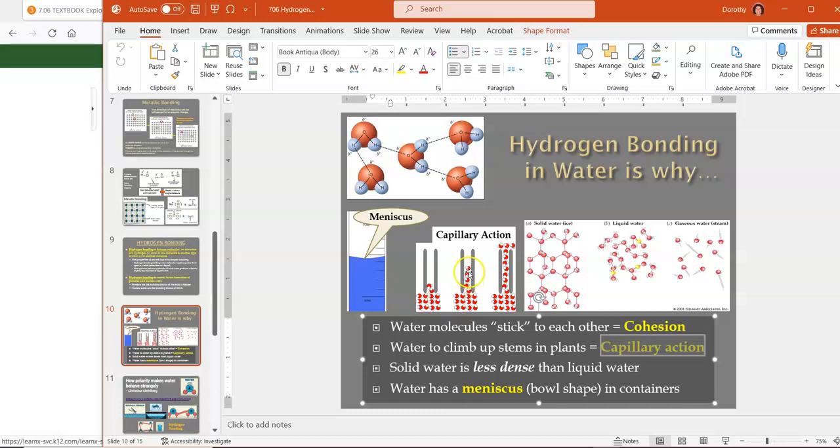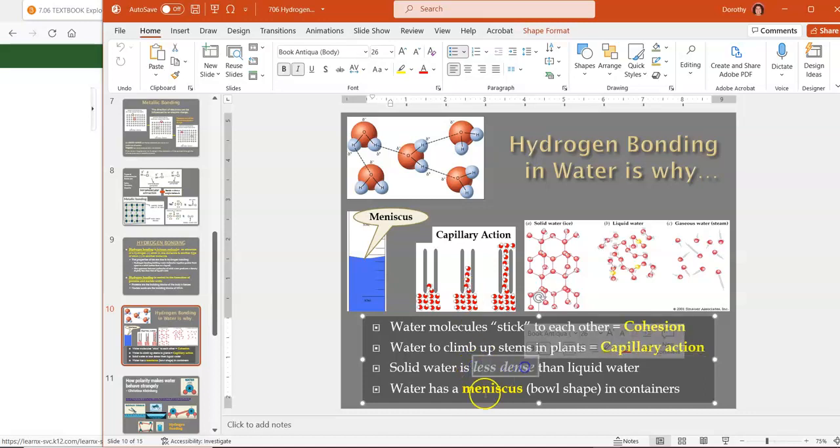Because the positive ends, the hydrogens on the water, will stick to the negative sides of the tube, and it'll end up pushing each other up the tube. That's why water can go all the way from the roots to the top of a tree, hundreds of feet tall. Capillary action.